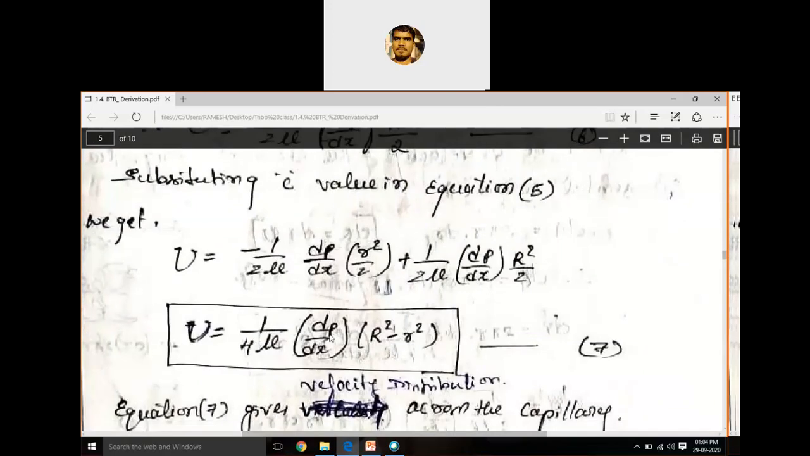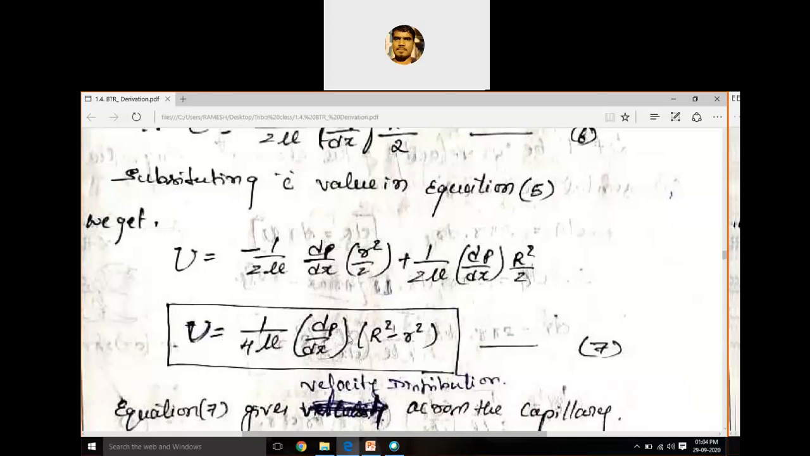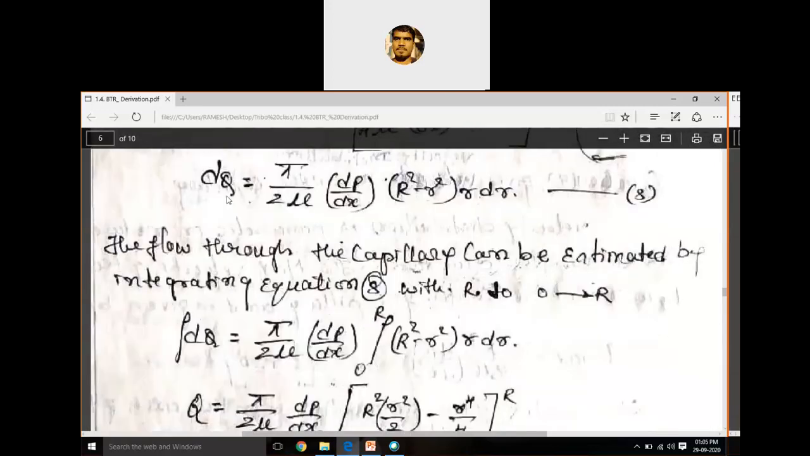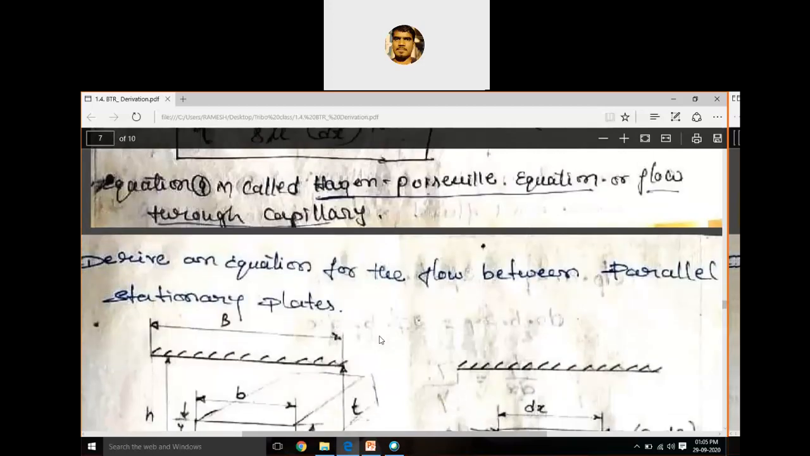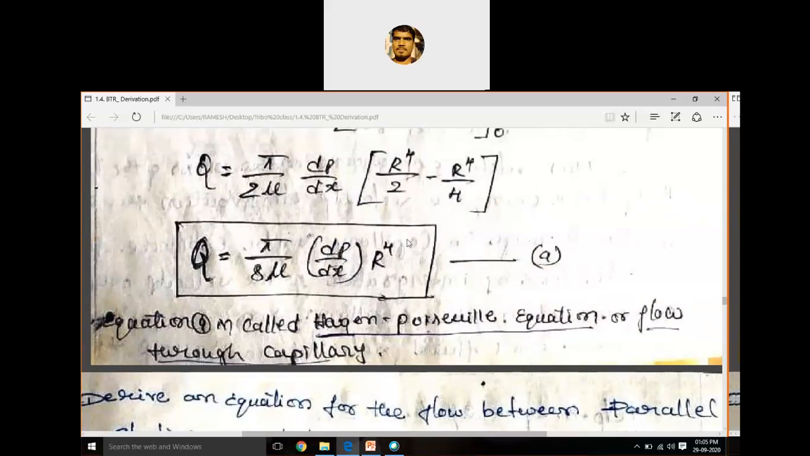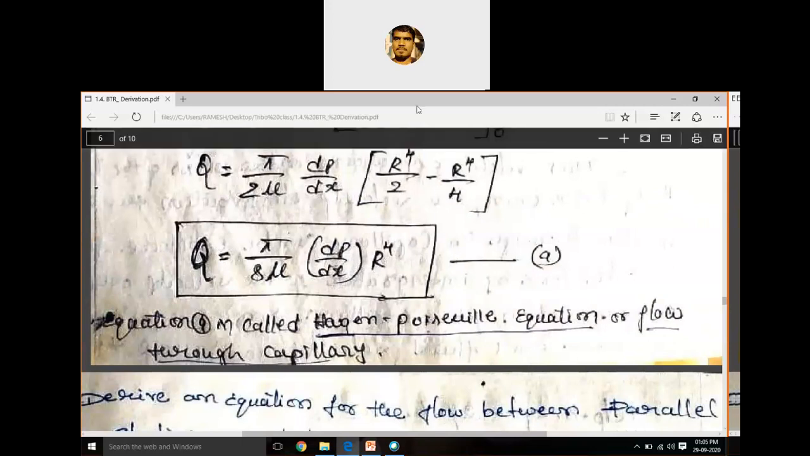And once you get the value of u, again consider the same imaginary element of that velocity u, and with the area dA, if you multiply velocity into area, it gives the flow rate. And this is the equation, and after integration by using the boundary conditions, we will get the Hagen-Poiseuille law. Q is equal to pi by 8 mu, dp by dx into capital R to the power of 4. It is called the Hagen-Poiseuille law.